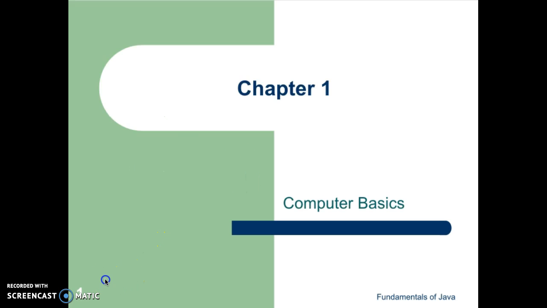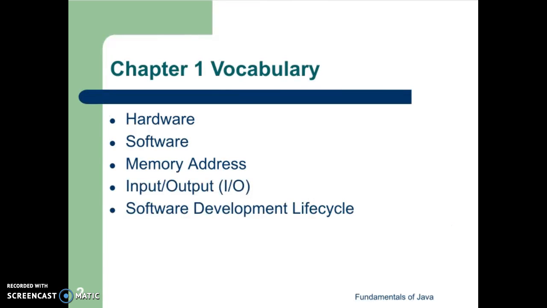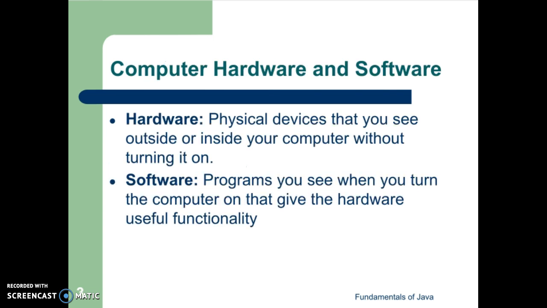So computer basics. I'm first just going to talk about some vocabulary: hardware, software, memory address, input, output, and talk about the software development life cycle. So hardware is really anything that you can physically touch, hold in your hand, you could knock on it, and software are the applications that reside on computers that make them do all the things that we love, but we can't have one without the other, so we need the hardware to put our software on.